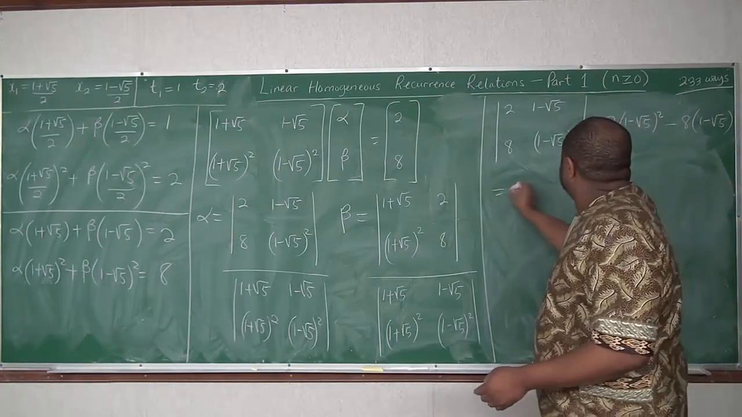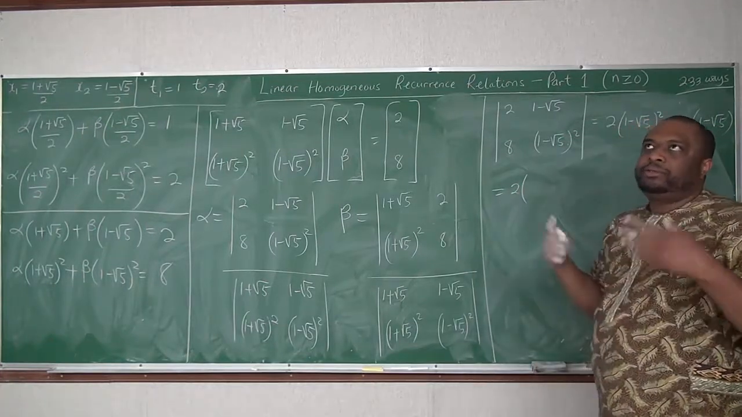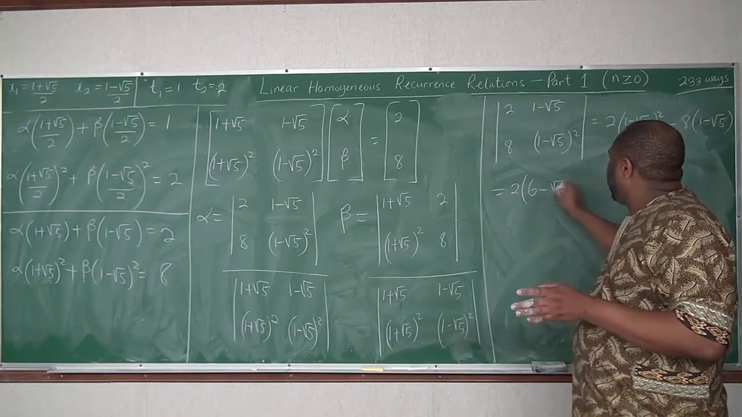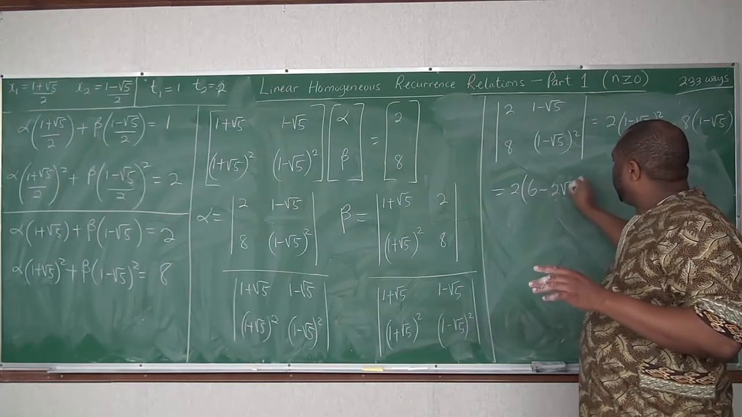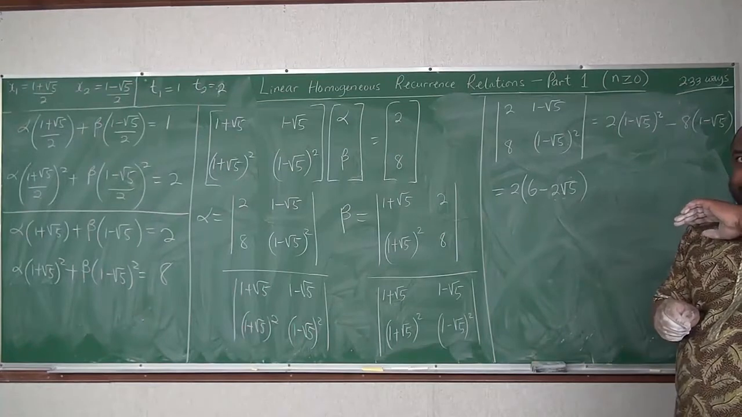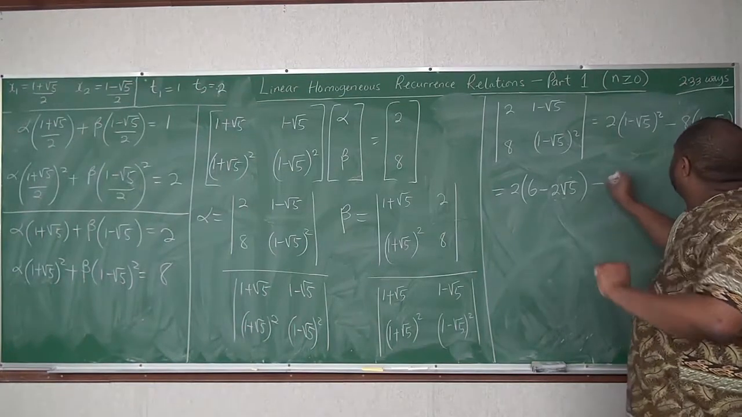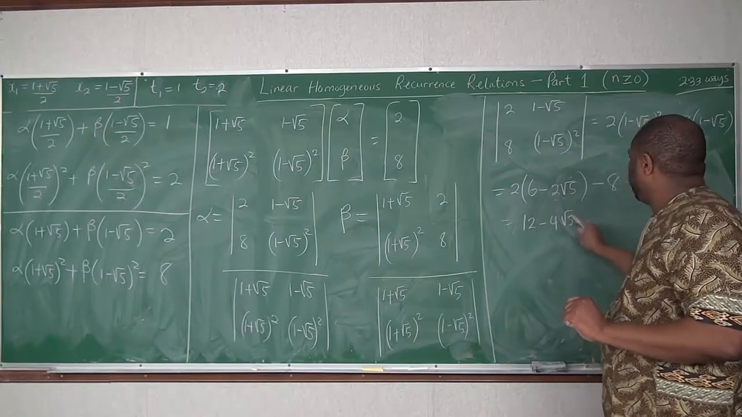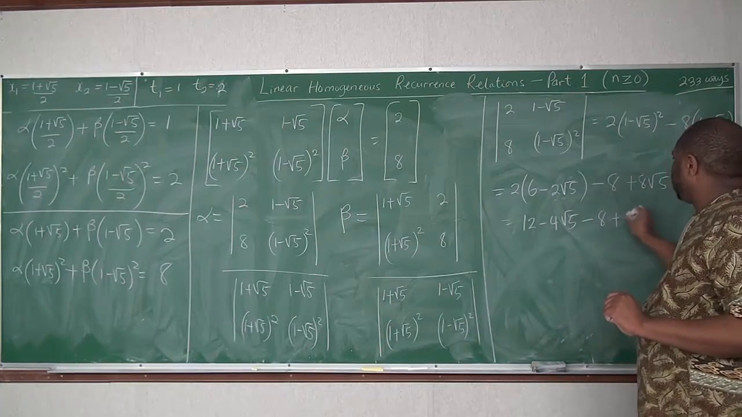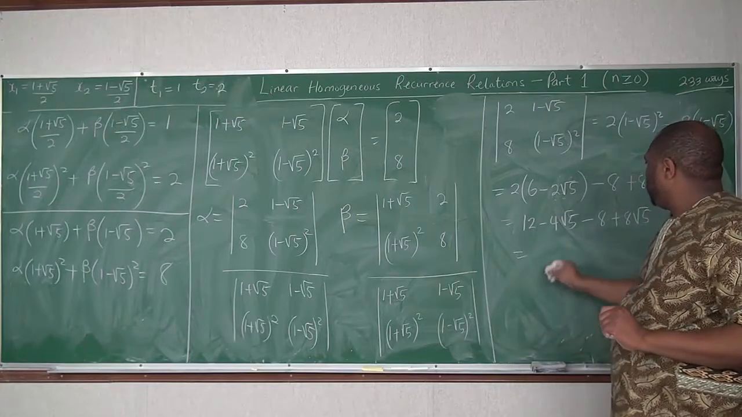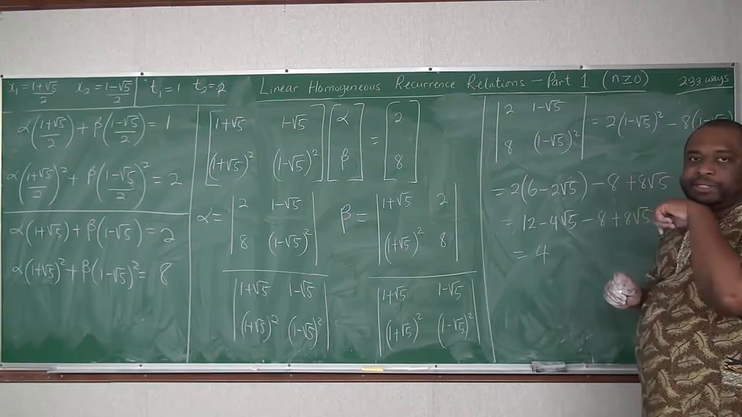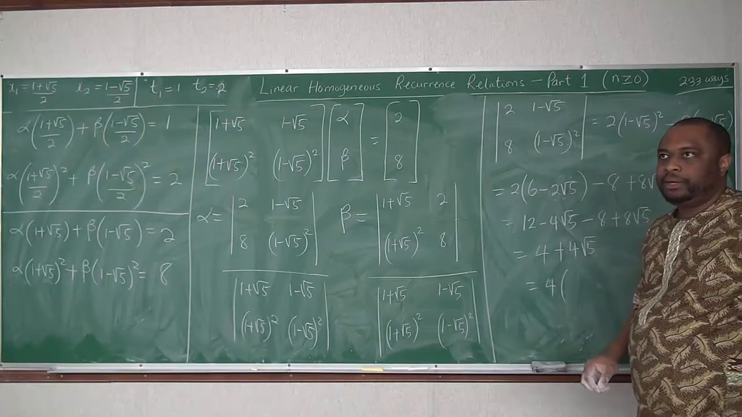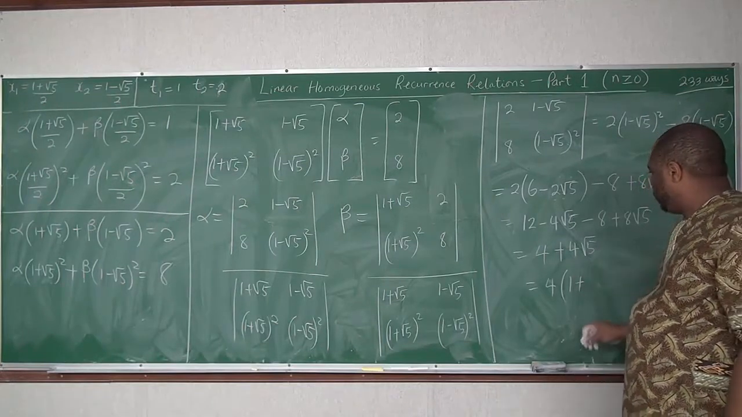So this gives us 2 times 1 minus 2 root 5 plus 5. So 1 plus 5, 6. So 6 minus 2 root 5. Remember, we did this already. Minus 8 plus 8 root 5. So this will give us 12 minus 4 root 5 minus 8 plus 8 root 5. 12 minus 8 is 4. Minus 4 root 5 plus 8 root 5 is plus 4 root 5. And that gives us 4, and we factor by GCF: 4 into 1 plus root 5.